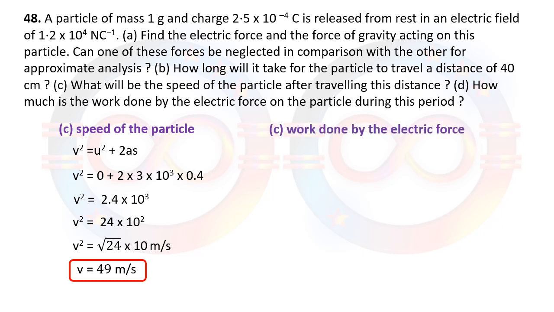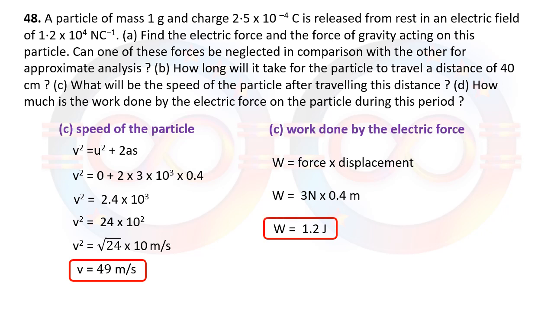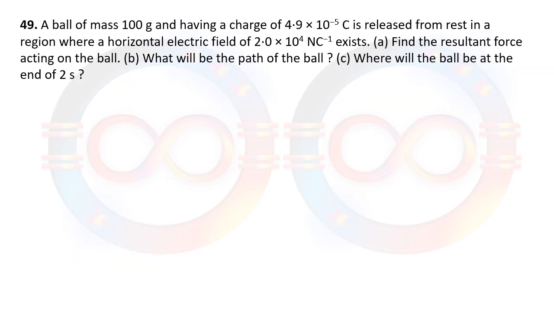D part, work done by the electric force. Force is given, 3 Newton. If displacement is known, we can multiply by the displacement and that will be the work done. So force 3 Newton, displacement 0.4 meter, and the work done will be 1.2 joule. So that is the complete solution of question 48.